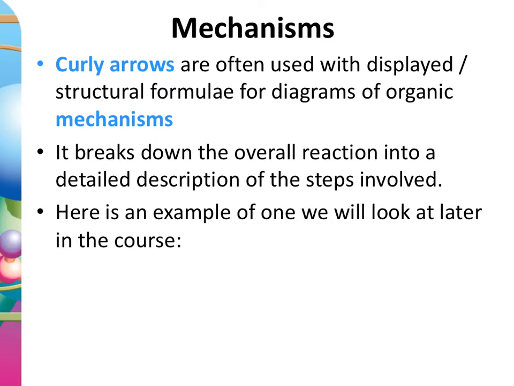But what we don't get any sense of is, well, what happened? Why did that happen? Why did those two characters at the beginning end up being the way they were at the end? You've got the beginning of the story and the end of the story, but you haven't got how the story unfolded. What mechanisms allow you to do is fill in that missing bit in the middle. They allow you to see how those reactants came together to form the products that they did. So we typically use displayed or structural formulae when we're showing mechanisms and using curly arrows, which are explaining the story. It allows us to break a reaction down.